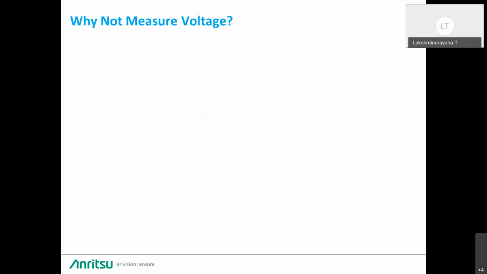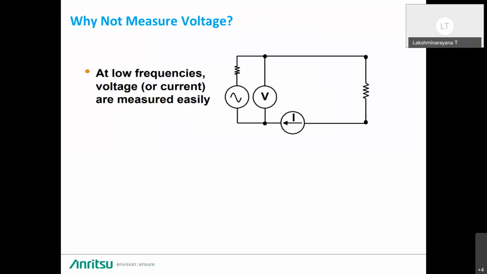So why not measure voltage? Because we are talking about power measurement, we could do it with voltage also. Why don't we use voltage? At DC or low frequencies, voltage measurements are simple and straightforward. If power is needed, it is easily calculated by P = VI = V squared by R = I squared R.